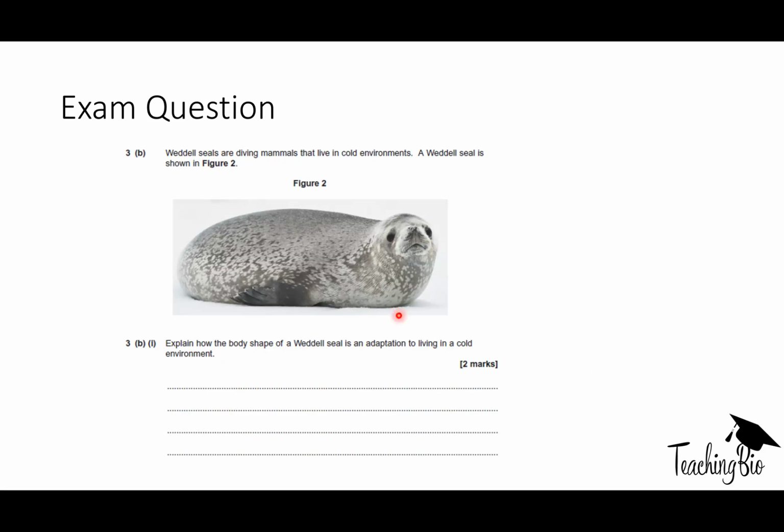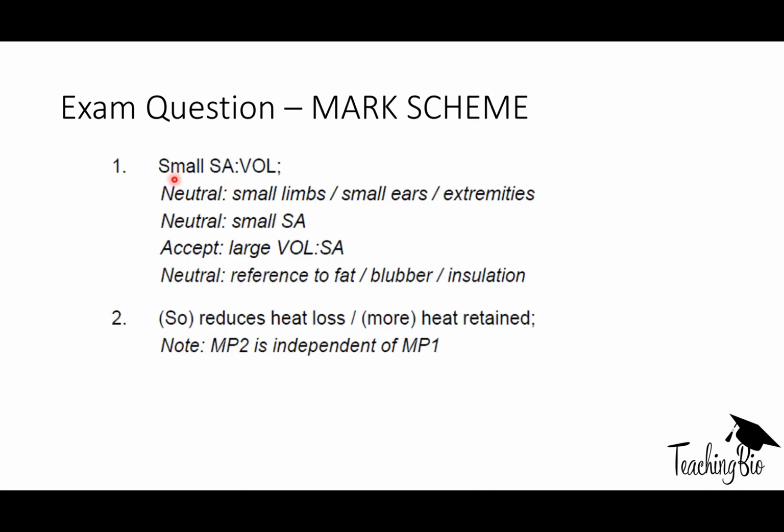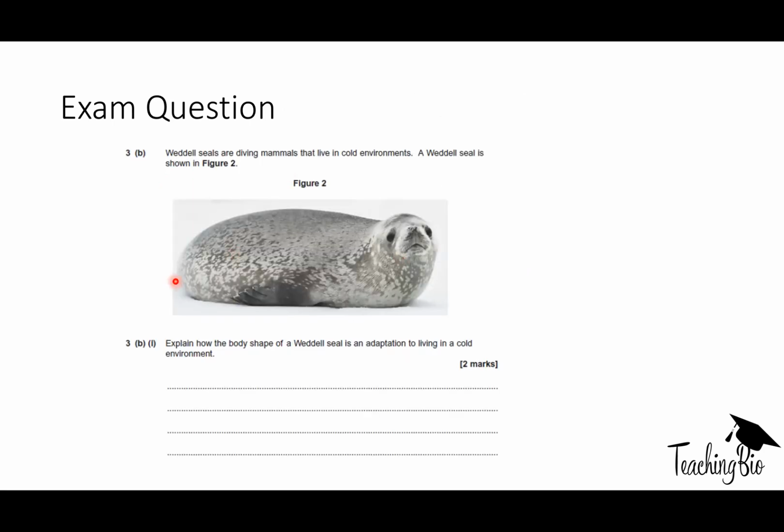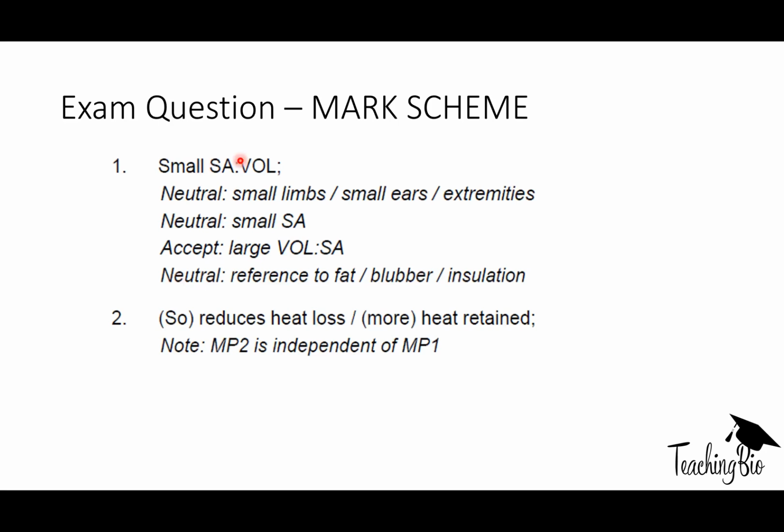Okay, hopefully you've had a chance to attempt this question. So the mark scheme for this was to effectively state that the seal will have a small surface area to volume ratio, which makes sense because it's a large organism. And as a result of the small surface area to volume ratio, less heat will be lost across that surface area, okay? Because the ratio relative to the volume is smaller. So it minimizes the amount of heat loss, therefore meaning that more heat will be retained.